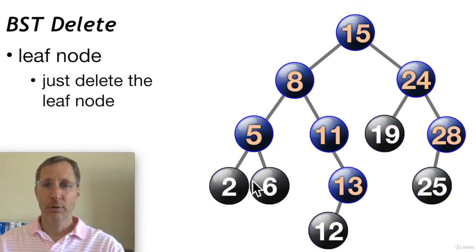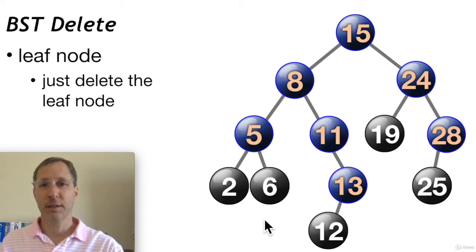Look at these gray nodes, they are all leaf nodes. In the case of a leaf node, it's easy for us to just delete the leaf node without affecting anything else in the tree. These are bottommost nodes, so it doesn't affect the organization of anything else in the tree. We can just delete that node if it's a leaf. That's the easiest case right there.